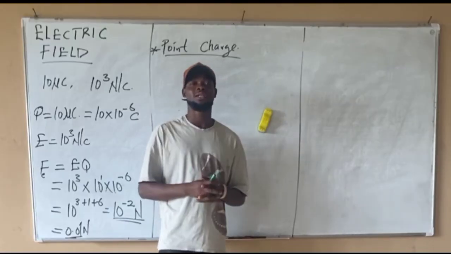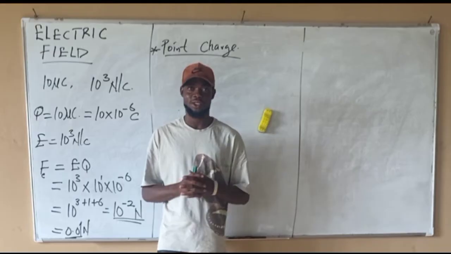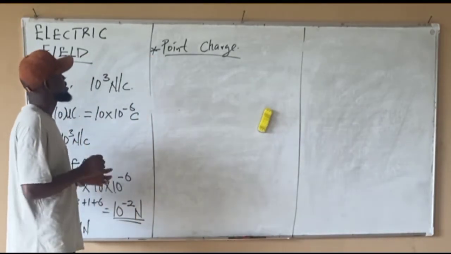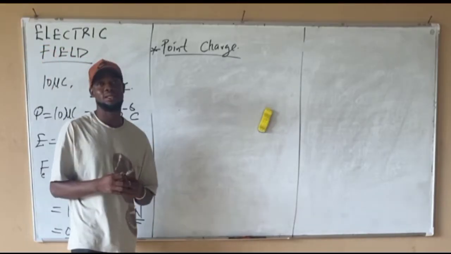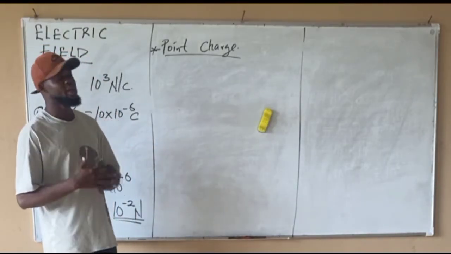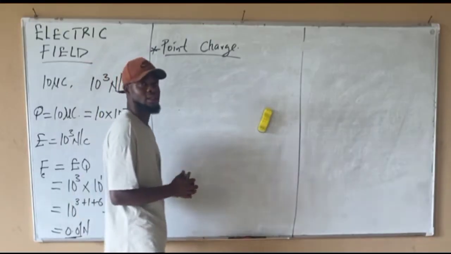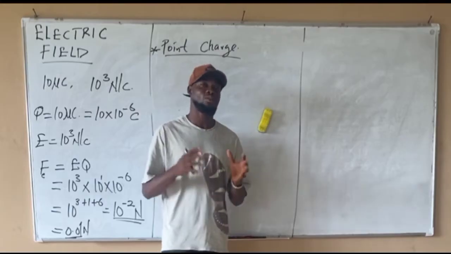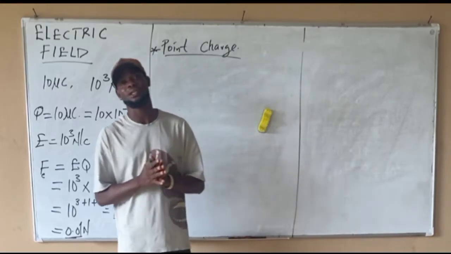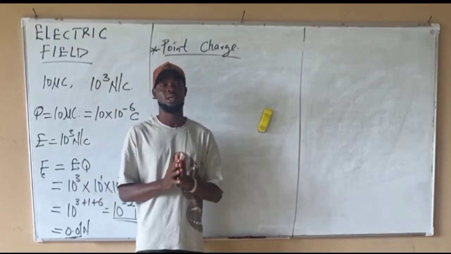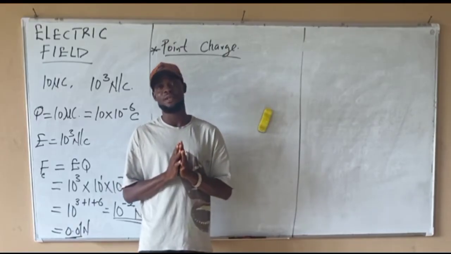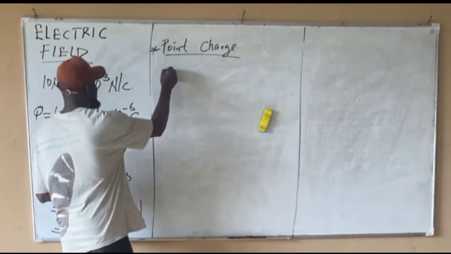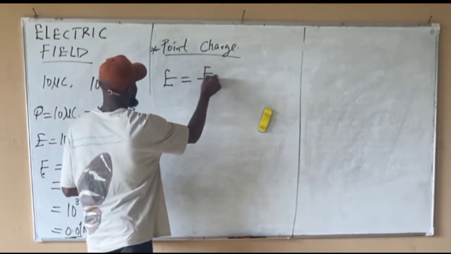Now, we are going to be looking at electric field due to a point charge. What is the meaning of a point charge? A point charge is the same as a single charge. So, if you have a single charge in space or anywhere, and you are asked what the electric field due to this charge is, and it's just one single charge, and you want to calculate the magnitude or intensity of the field, you are going to come from this formula that E is equal to F over Q.